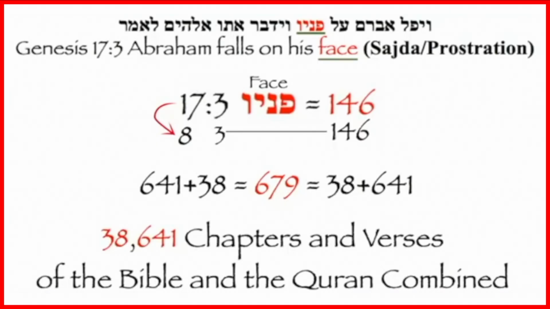Let's take a closer look at Genesis chapter 17 verse 3. Abraham falls on his face in Sajdah, prostration. Key word here is face, which has a numerical value of 146. If we reduce down the chapter and verse numbers, we have 83. These two numbers backwards as a whole gives 38,641. 38,641 is the exact number for the total chapters and verses of both the Bible and the Quran combined.